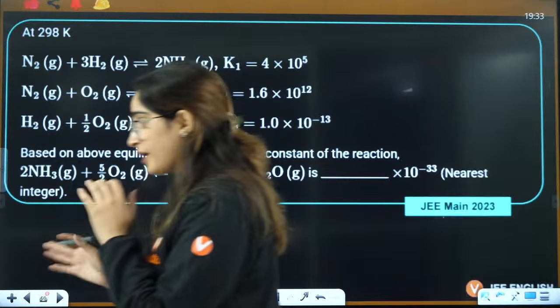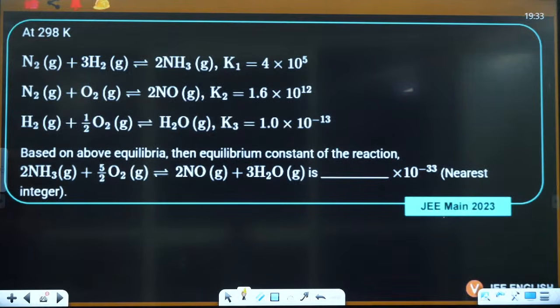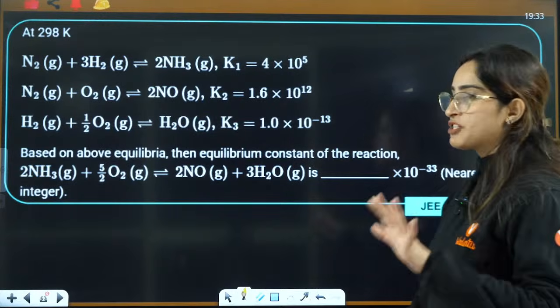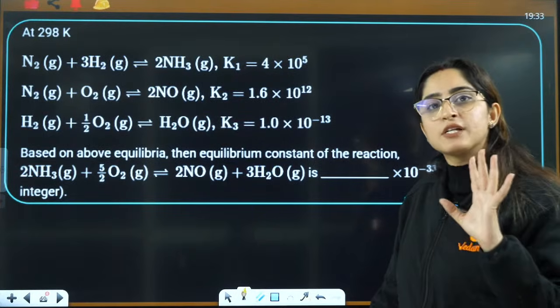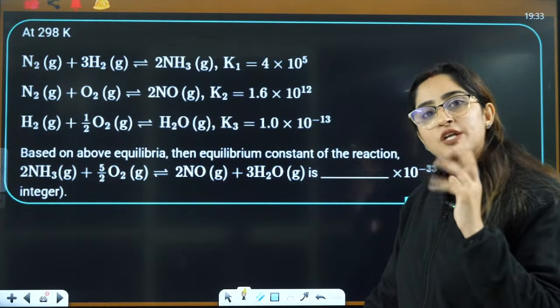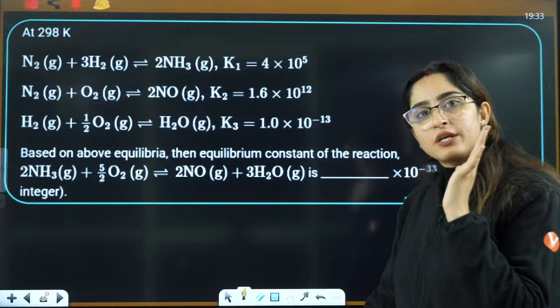Now let's see the questions based on this. You will see the latest questions, and they are quite simple. Ma'am, if we multiply or divide, K will change. Yes, you multiply or you divide, K will change. You inverse, K will change. You add two equations, K will change. You subtract two equations, K will change.